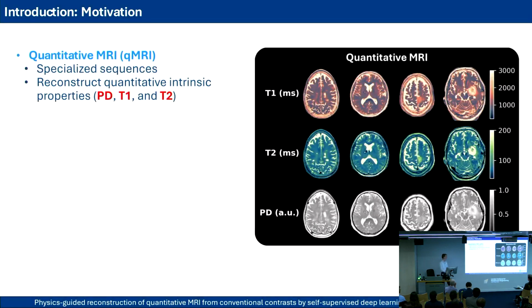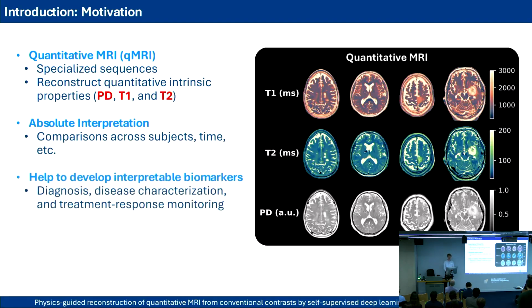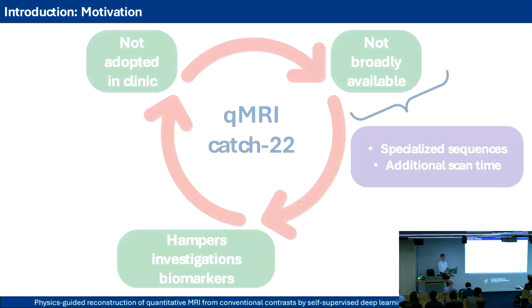Quantitative MRI tries to address these issues of conventional MRI by using specialized sequences that are then used to reconstruct the intrinsic properties, so the proton density, T1 and T2, as you can see there on the right. And this allows for absolute interpretation and comparison across subjects, time, etc. And this also makes it easier to develop interpretable biomarkers, of course.